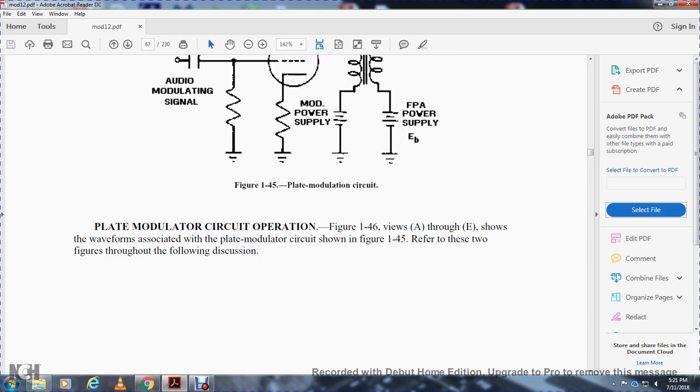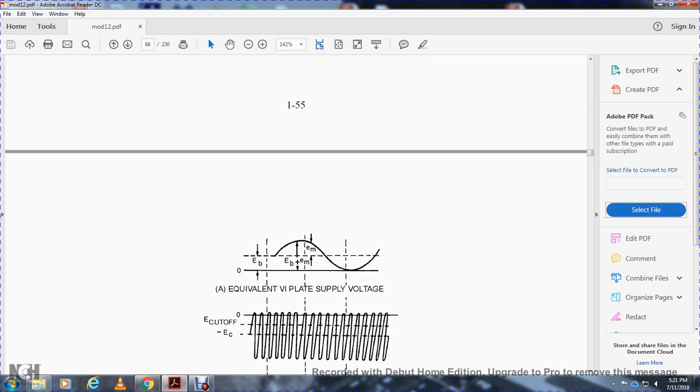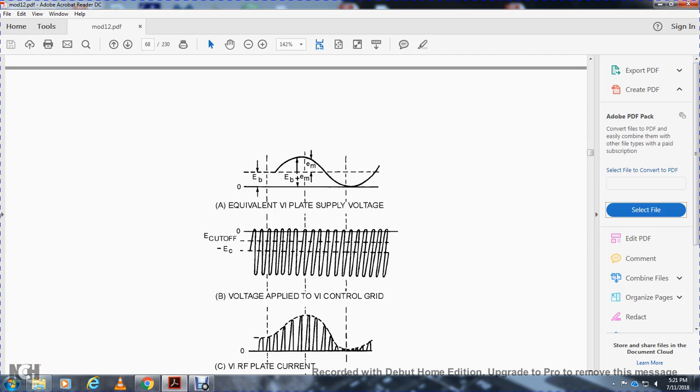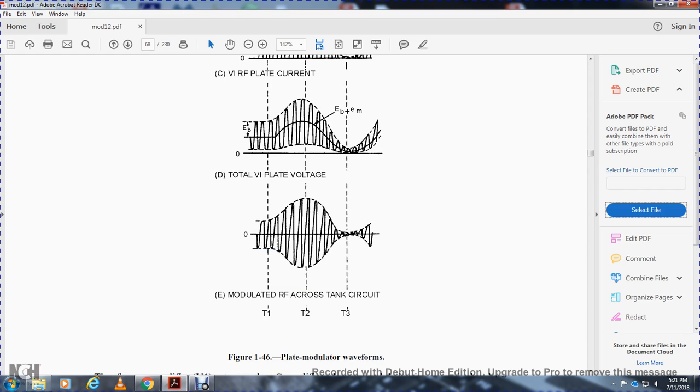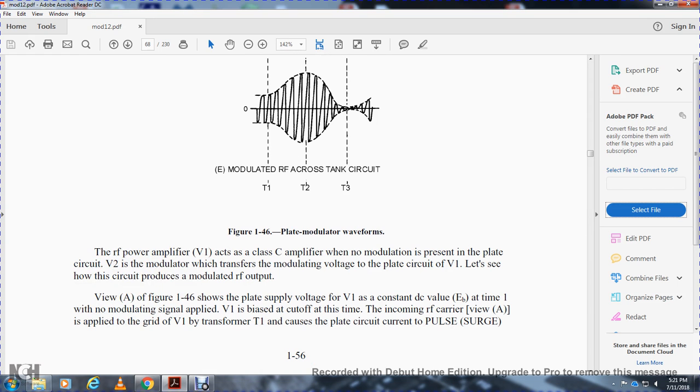Your plate modulator circuit operation. Figure 146, views A through E, show the waveforms associated with the plate modulator circuit shown in figure 145. Refer to these two figures throughout the following discussion. Plate supply voltage, V1 control grid, radio frequency plate current, total plate voltage, modulated radio frequency off the tank circuit.